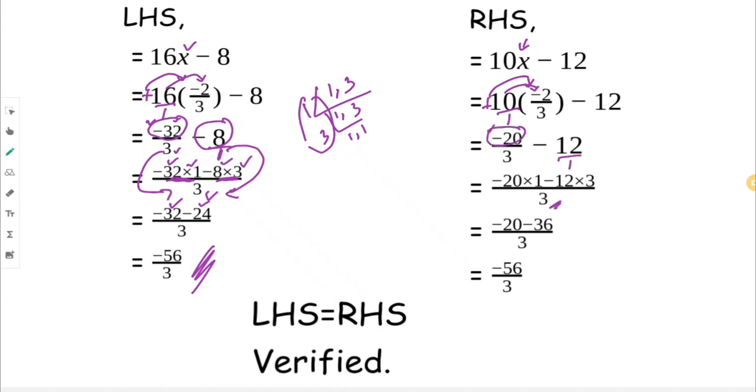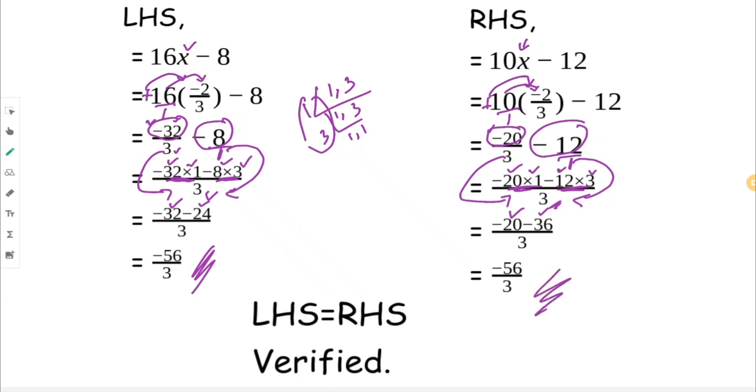Let's write down the first numerator, minus 20. How many times the 3? 3 1s are 3. Second numerator is how much? Minus 12. So I've written here 1 is below here, right? 1, how many times the 3? 1 3s are 3. Let's multiply. Minus 20 into 1, minus 20. Minus 12 into 3, minus 36. Once again, they're both minus. I have to add them, but the sign will be minus, right? So I'm getting what? Minus 20 minus 36. I'm getting minus 56. So our right hand side is minus 56 by 3.